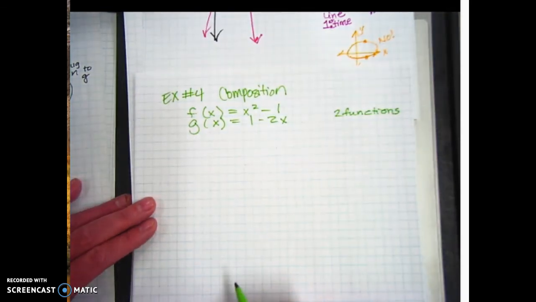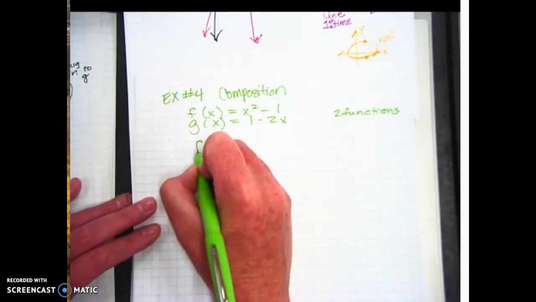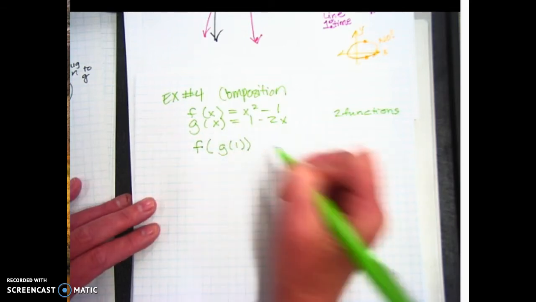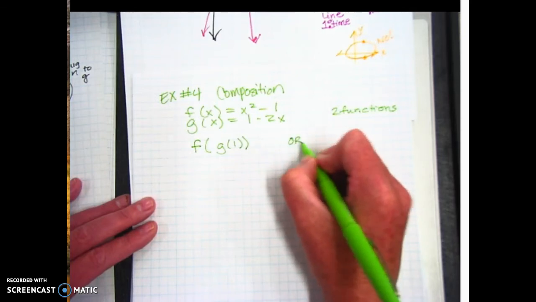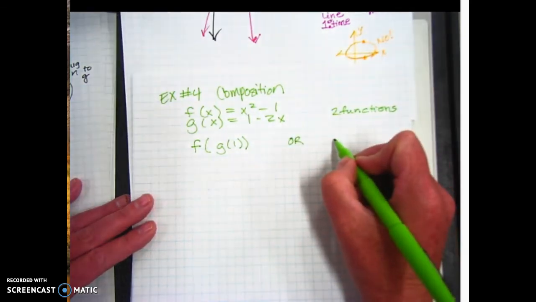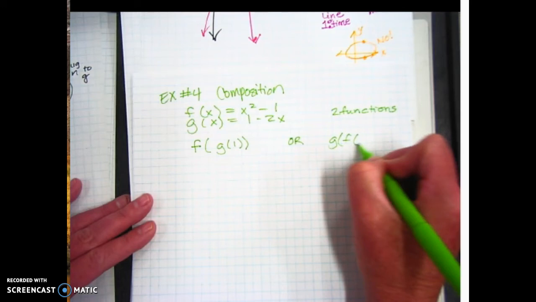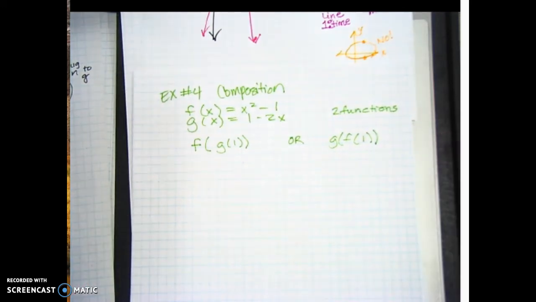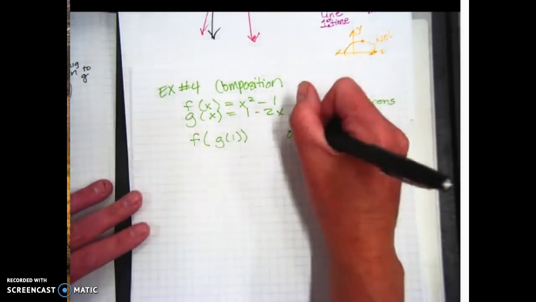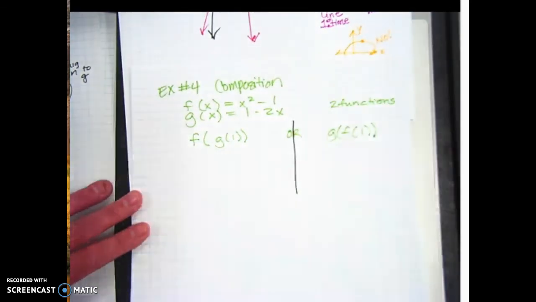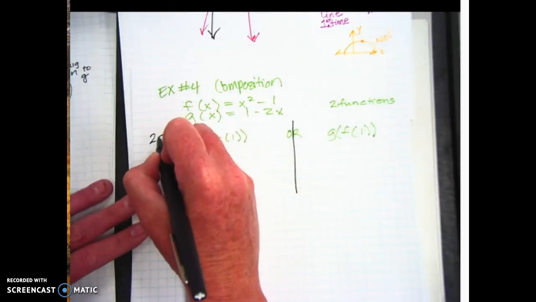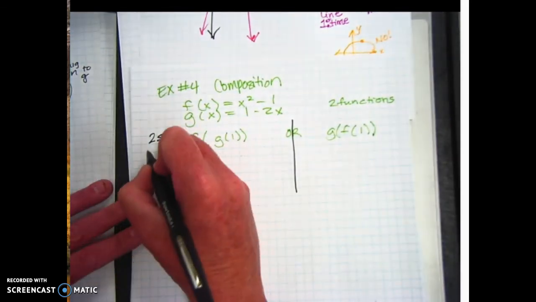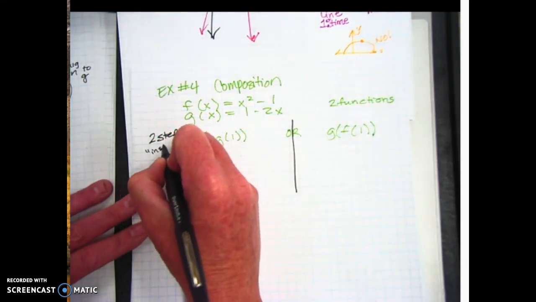And you're going to see them written 2 ways. You'll either see f on the outside and then g on the inside, or you're going to see g on the outside, f on the inside. Okay? So these, when you do these, you have to complete them in 2 steps. And the 2 steps you're going to do, you're going to work from the inside out.